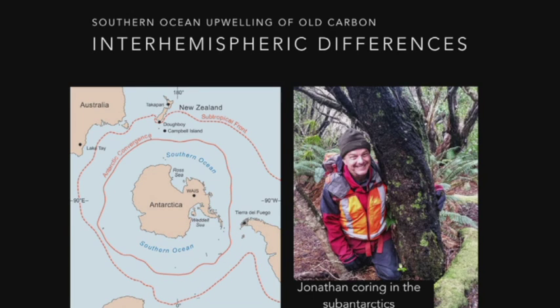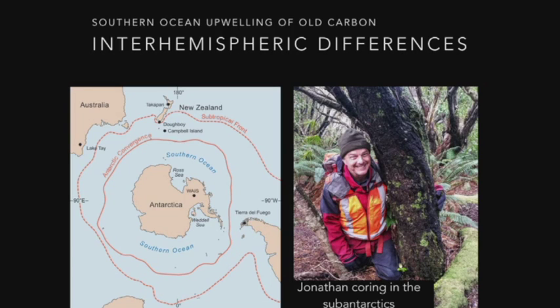Can you actually detect changes in ocean circulation, and how does the southern hemisphere offset this difference? If you're getting older carbon welling up, arguably it would dilute the southern hemisphere. Traditionally, it's always thought to be about 35 years.